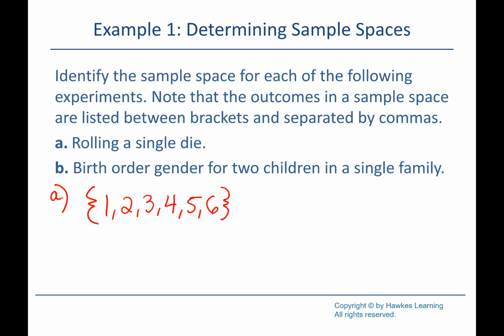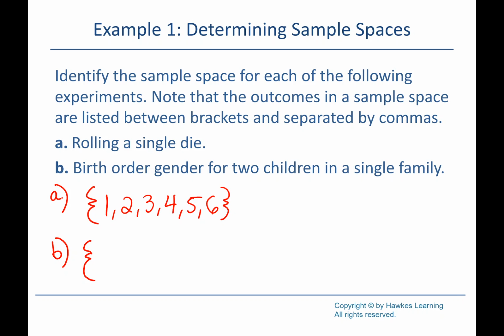B's a little bit trickier because we've got two things happening. B says birth order gender for 2 children. So we just want some way of labeling these. I'm calling them boy, girl, I guess.